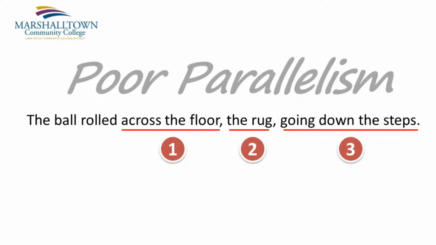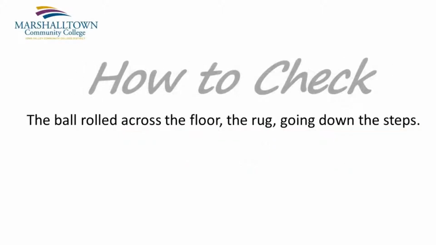That's why I like to use this simple method for identifying faulty parallelism in a sentence. First, identify the leading phrase of the sentence. In this example, the leading phrase is "the ball rolled." Now place the sentence lead in front of each item and read the combined phrases together, like this.